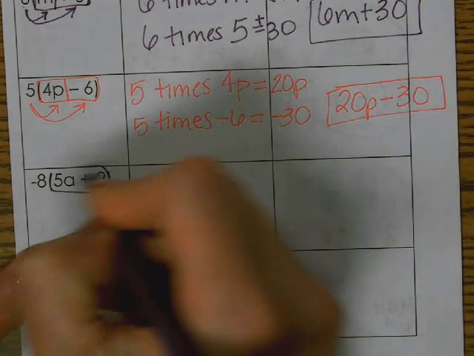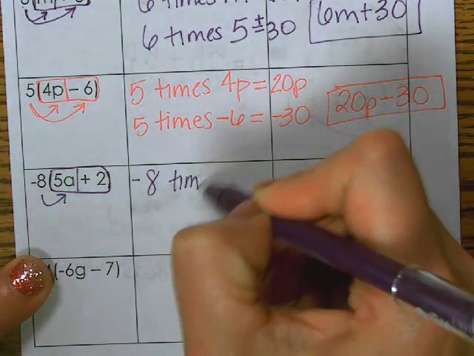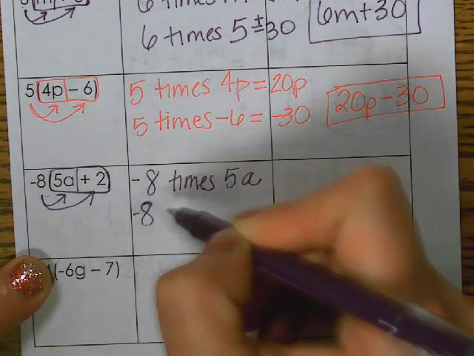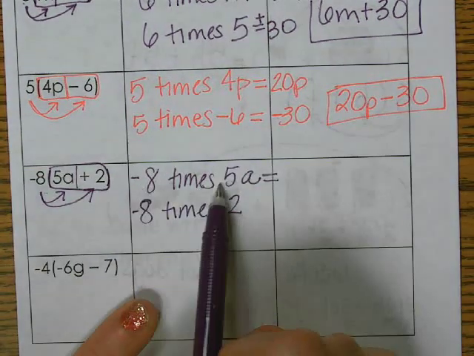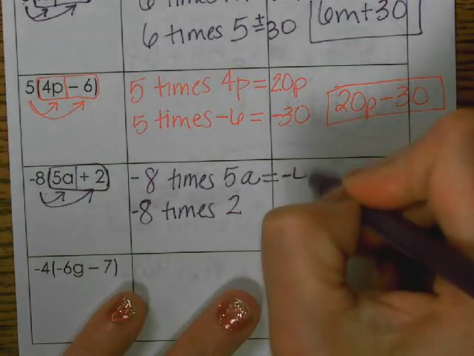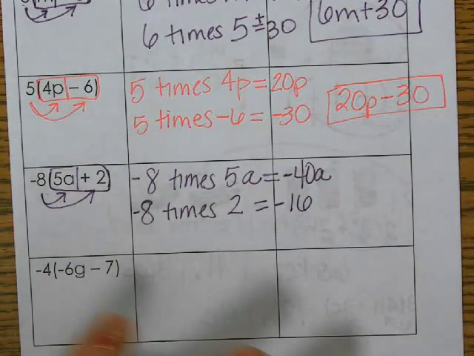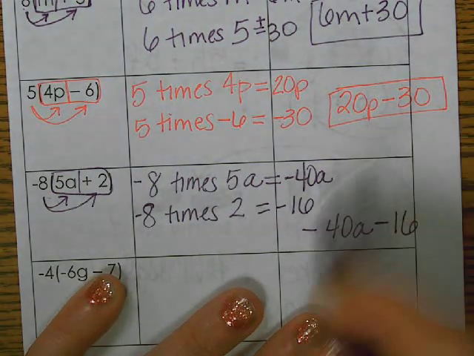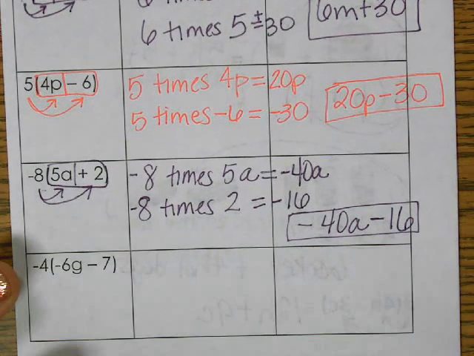Alright, the next one. Box it up. And it's negative 8 times 5a. And it's negative 8 times positive 2. Negative 8 times 5a is negative 40 with an a at the end. And negative 8 times 2 is negative 16. So this one's negative 40a and then minus 16. That negative turned into a minus sign in the problem because it's in the middle.